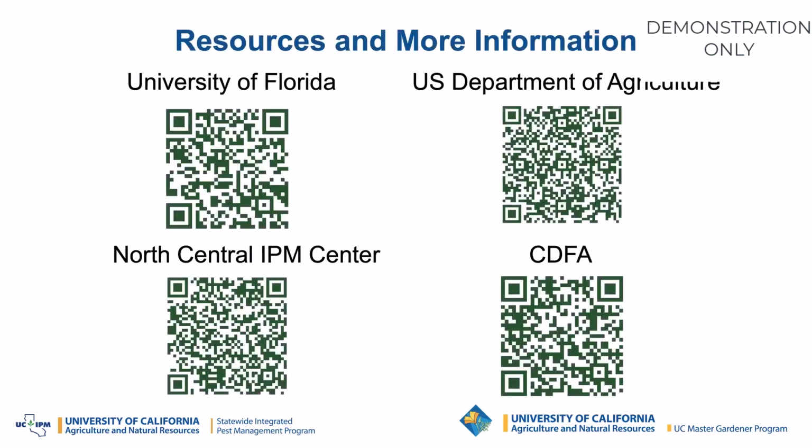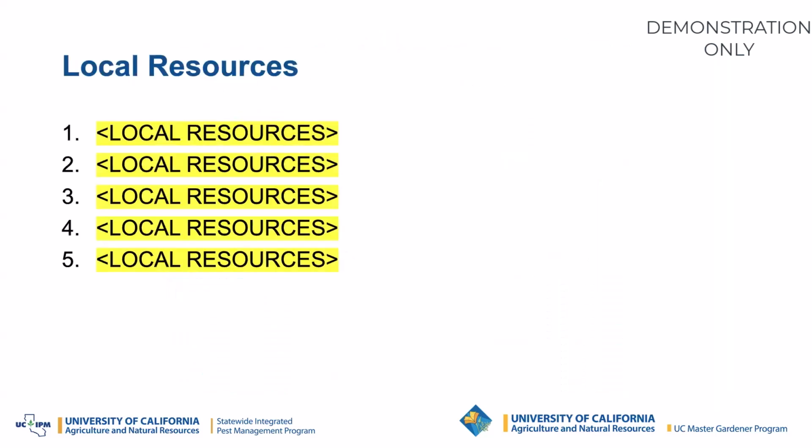For more information about the pink hibiscus mealybug, these QR codes will take you to the respective institutions' websites about this invasive species. Here are some local resources specific to your county, including the county's local county agricultural commissioner and the closest UC cooperative extension offices.